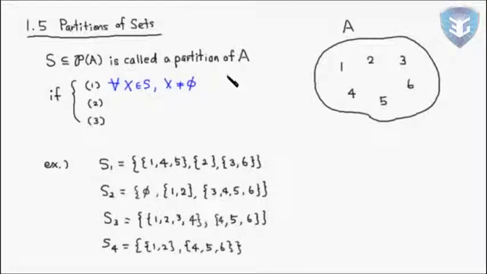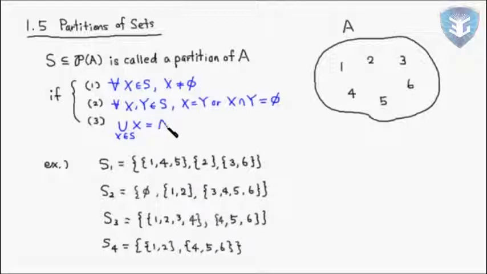Second condition: if you pick any elements, say x and y, from this partition S, they are either identical sets, so x equals y. If they are not identical, they must be disjoint. So if you look at the intersection of the two sets, it must be the empty set. And last condition: each element is a set, so we take the union of all the sets in this partition, and they basically add up to the entire set A. A partition is actually a very simple concept, but these three characteristics will make it a partition.